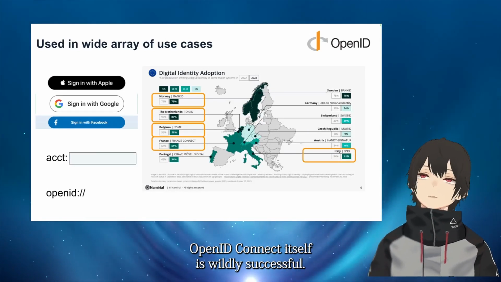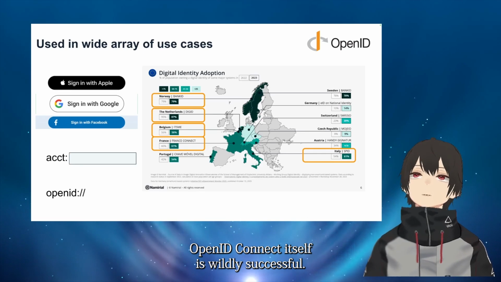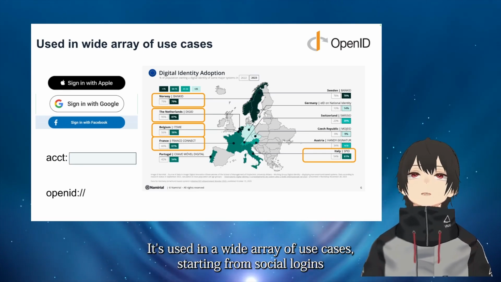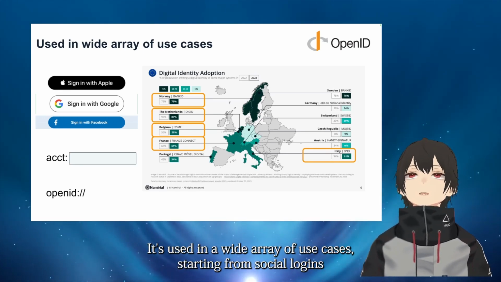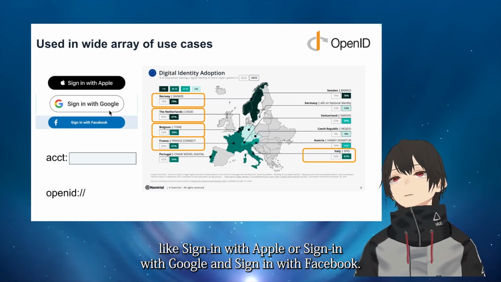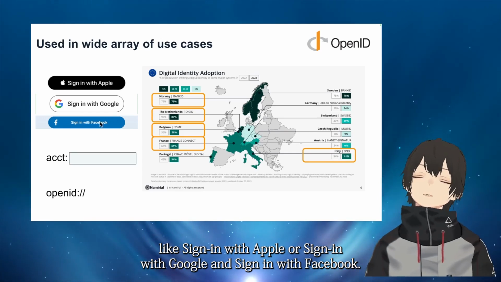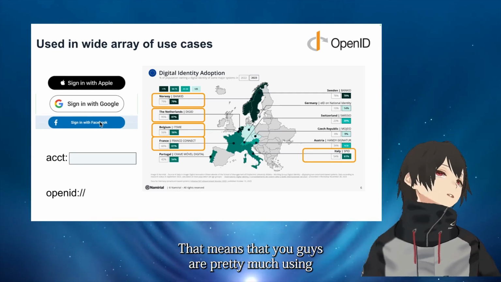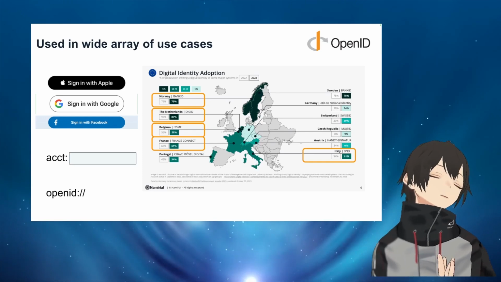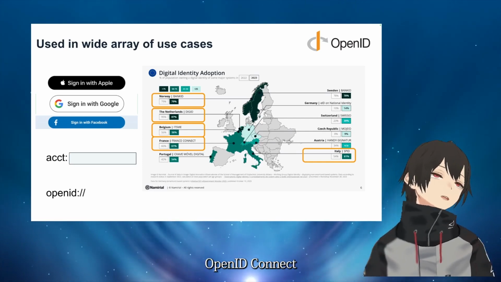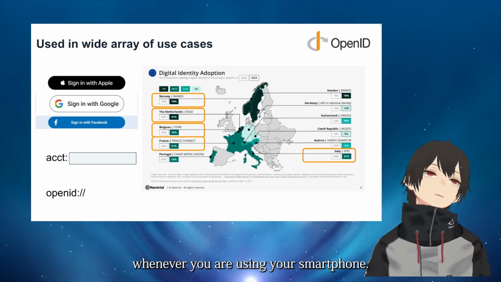OpenID Connect itself is widely successful. It's used in a wide array of use cases, starting from social logins like Sign in with Apple, Sign in with Google, and Sign in with Facebook. That means that you are pretty much using OpenID Connect whenever you're using your smartphone.